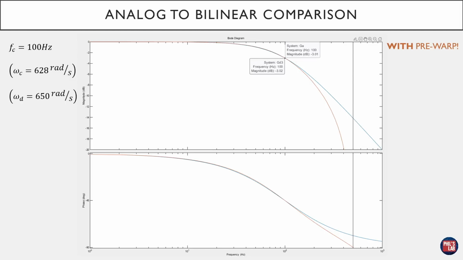So it's important to know this frequency pre-warping is really only effective around the frequencies we choose to pre-warp at. With that being said, now that we know the basics of the bilinear transform and how we can go from an analog continuous time system to a discrete time difference equation, let's see how we can implement that in real-time code and see why this is useful.